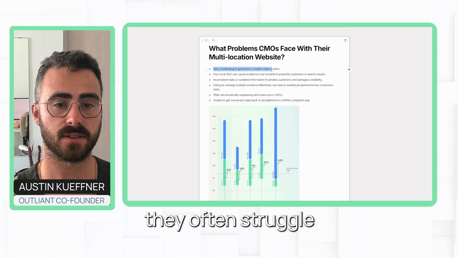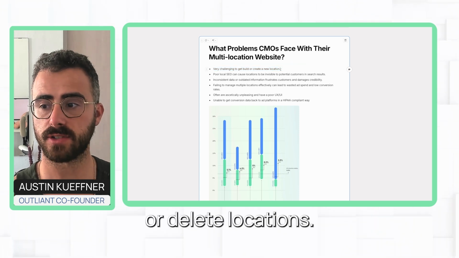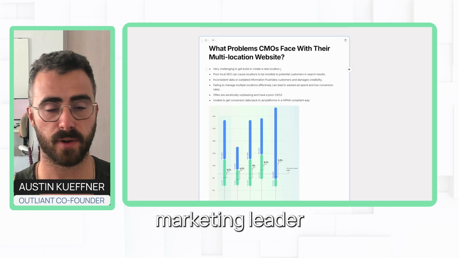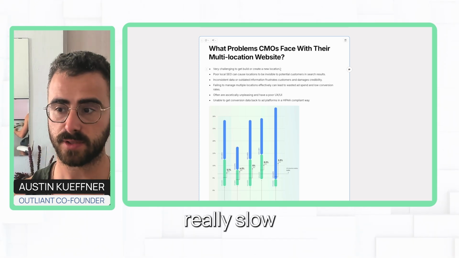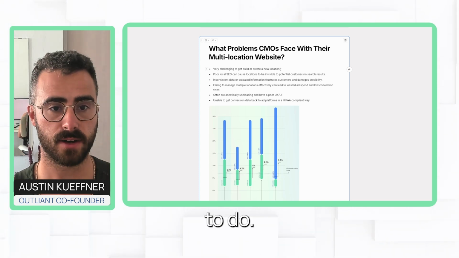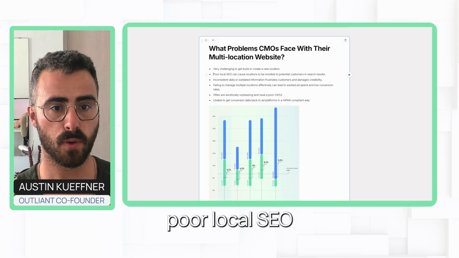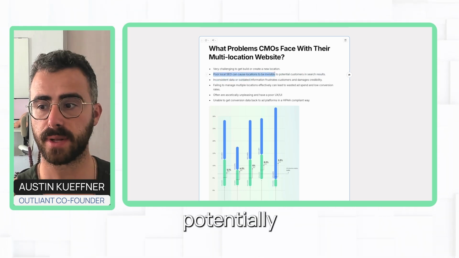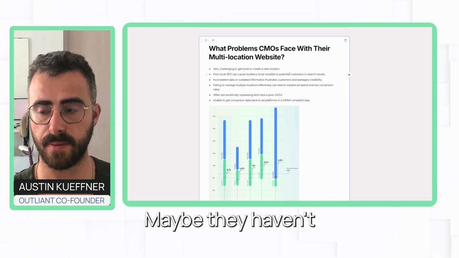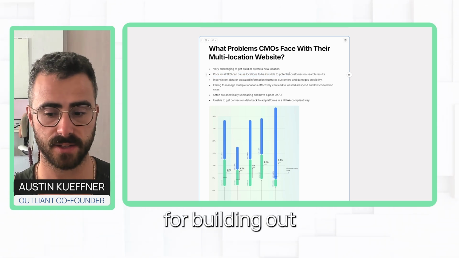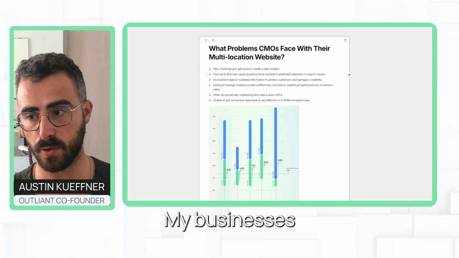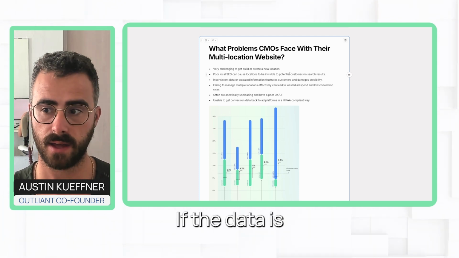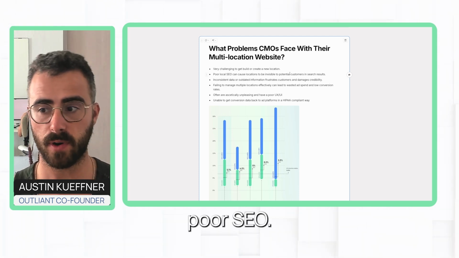One, they often struggle to build new locations or delete locations. It's a massive process for the marketing leader to go through, and so it's really slow and not something that they want to do. They also likely face poor local SEO because the locations can be potentially invisible to search results. Maybe they haven't set up the proper practice for building out the Google My Businesses and the Yelp profiles and ensuring that all the data is the same. If the data is not the same, then you're going to have poor SEO.